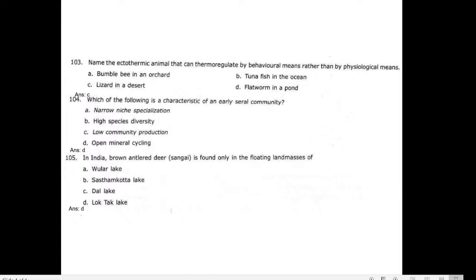Likewise, some plants are grown only in a particular place and are not available anywhere else. They can grow in a small manner. I have one more example here. The mention is that Loktak Lake has the brown antlered deer. Okay, it's one thing.